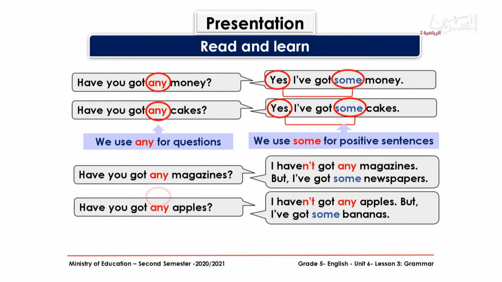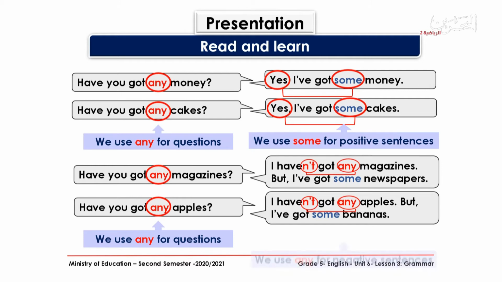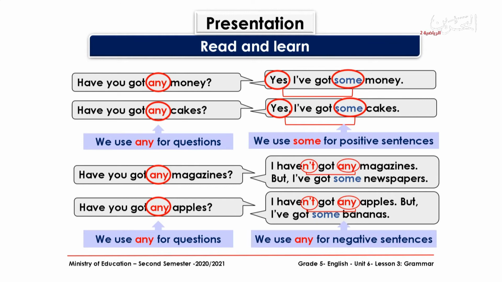You can notice here that also we use any to ask questions about quantity, but because we have a negative sentence, we used I haven't got, then we put any before the object. So if we have a negative sentence, we will use any before the object. Whereas in positive sentences, you can notice that we used some. So you can see here, also another example, have you got any apples? And because the answer is negative, we put any before the object. So we can learn here that we use any for questions and also we use it for negative sentences.